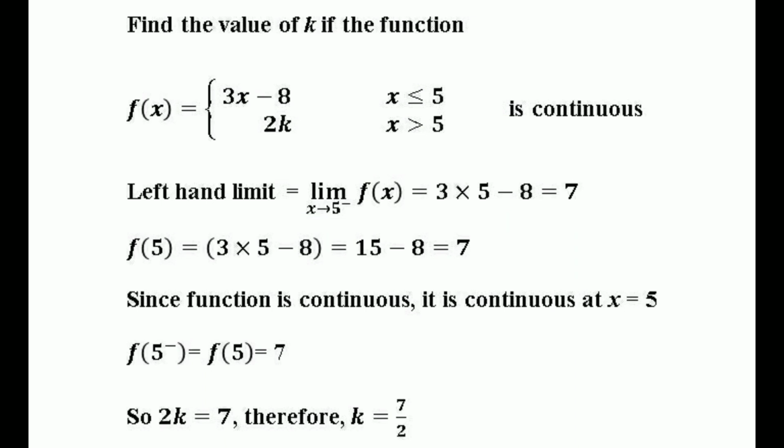And at the same time, f(5) is equal to 3 into 5 minus 8, which is also equal to 15 minus 8, which is 7. So the left hand limit is equal to f(5), since the function is continuous at x equal to 5. So the limit of f(x) as x approaches from the left and f(5) are equal to 7. So 2k, as it is a continuous function, is also equal to 7. Therefore, k is equal to 7 by 2.